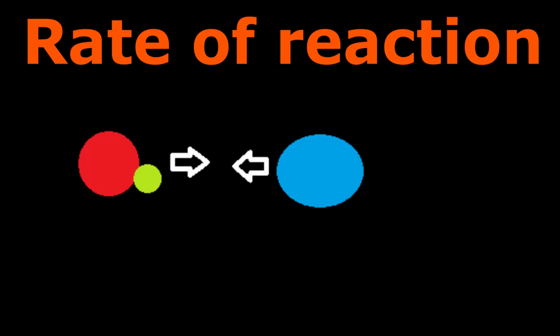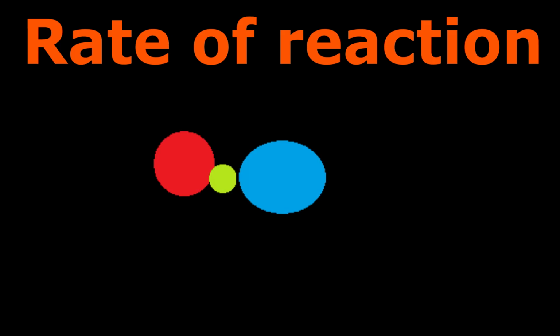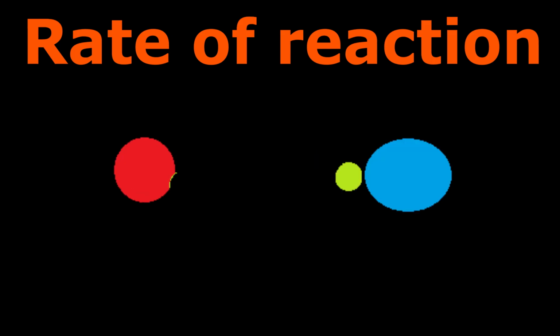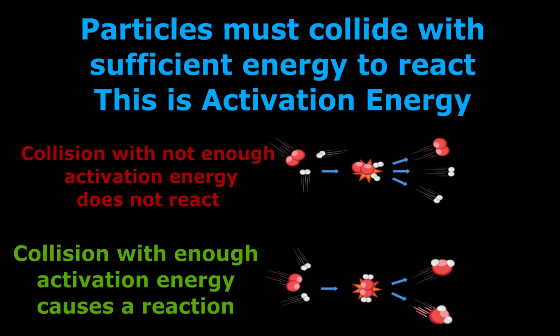In order for a chemical reaction to occur, particles have to collide. What that means is they have to hit each other. But of course, not every collision results in a chemical reaction, because the particles have to collide with enough energy in order to react. This is why, even though there is carbon in wood and oxygen in the air, every time a tree goes into the air, it doesn't catch fire.